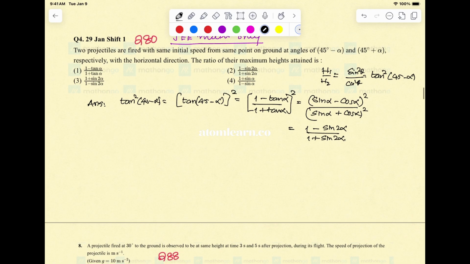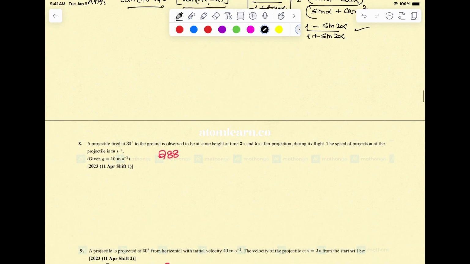Okay, now look at the solution. What is asked for is tan squared 45 minus alpha, which is equal to tan 45 minus alpha whole squared. Tan 45 minus alpha can be expanded as 1 minus tan alpha by 1 plus tan alpha, whole squared. This can be simplified as sin alpha minus cos alpha by sin alpha plus cos alpha, whole squared. This can be simplified as 1 minus sin 2 alpha by 1 plus sin 2 alpha. Therefore, that is the answer, option 2. Then read the next question.